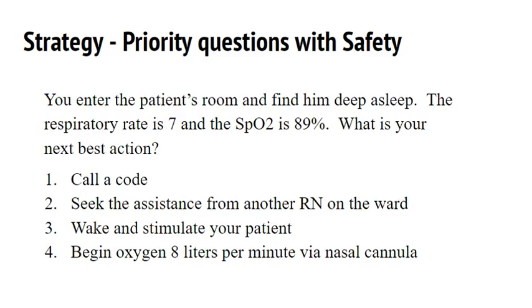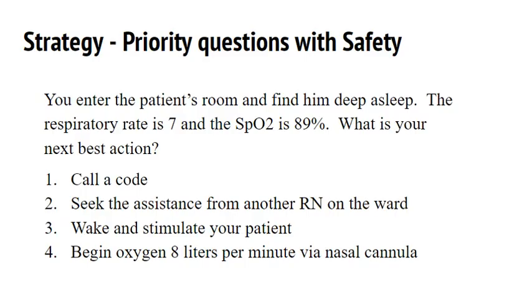Call a code, seek the assistance from another RN on the ward, wake and stimulate your patient, and begin oxygen 8 liters per minute by a nasal cannula. As you can see, all 4 of these choices are interventions. Okay, and then we need to base it on knowledge. You need to say, is it reasonable to call a code? Is it reasonable to seek assistance from another RN? Is it reasonable to wake and stimulate? Is it reasonable to begin oxygen 8 liters per minute?